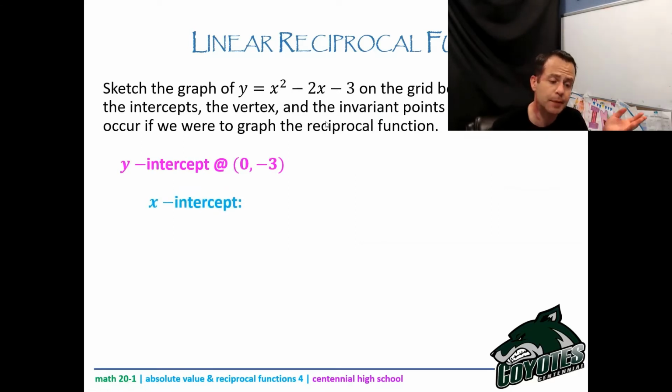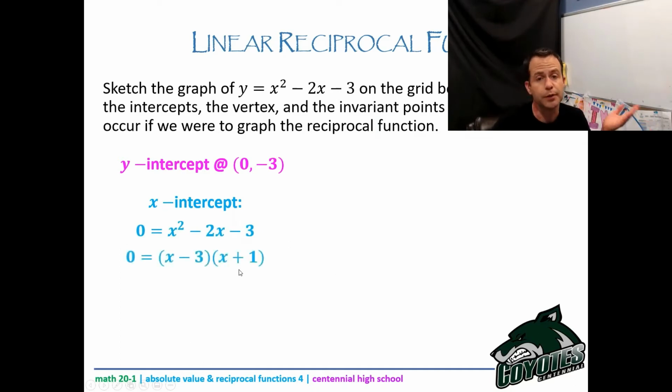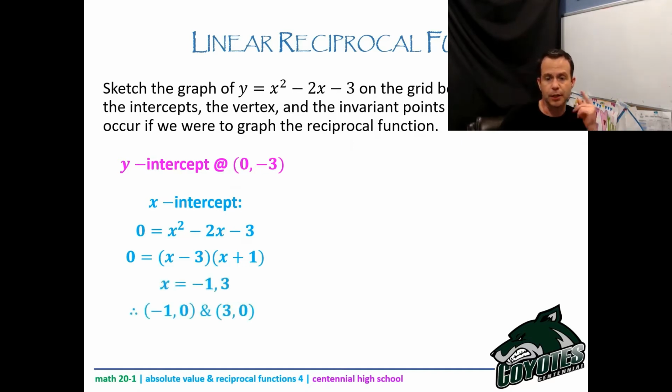The x-intercept, I'm going to replace y with 0, sorry. And I'm going to see if I can factor that. Do I know 2 numbers that multiply together to give me -3 and add together to give me -2? I do. They're -3 and +1. Using the zero product principle, this should all sound like old hat to you now, right? I got x equals 3 and x equals -1. So I know I have x-intercepts at (-1, 0) and (3, 0).